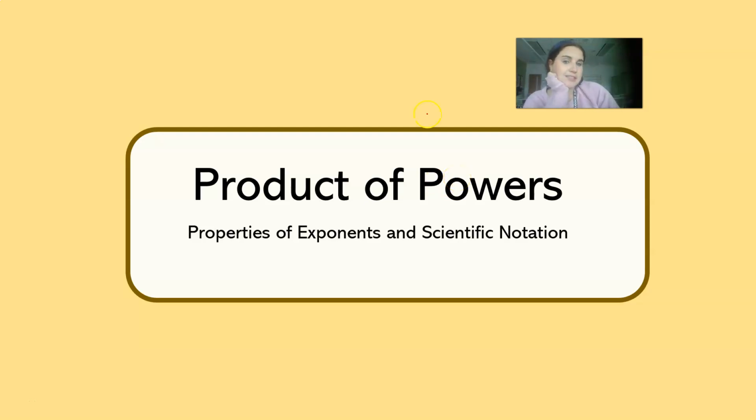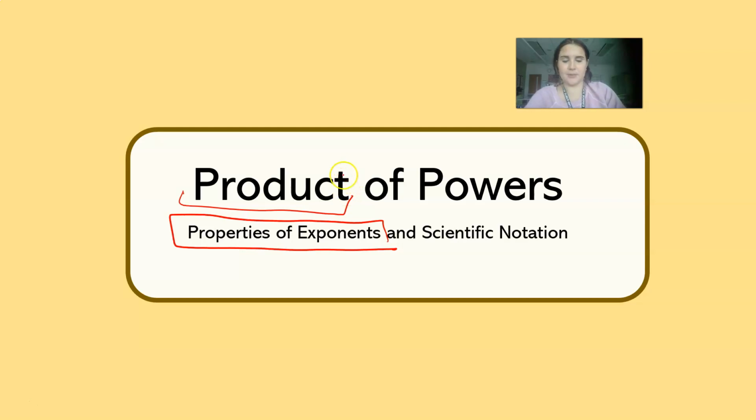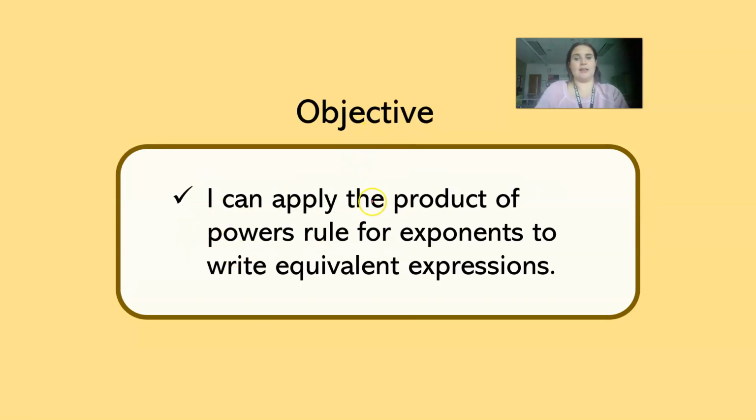Hello everyone, this video is about the product of powers rule, and this is all about exponents. So we're going to see what happens when we multiply exponents, numbers together. That's what the word product means, the answer you get when you multiply something. So the objective is I can apply the product of powers rule for exponents to write equivalent expressions.